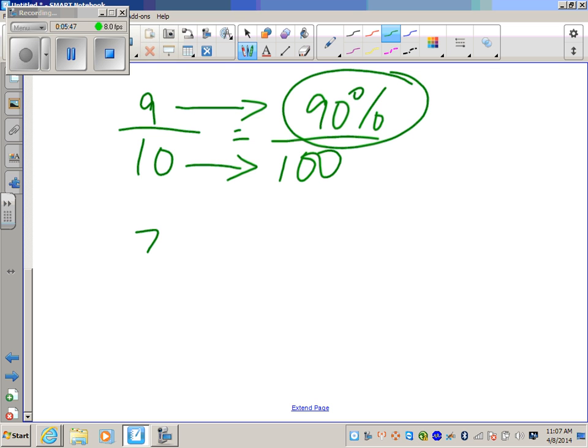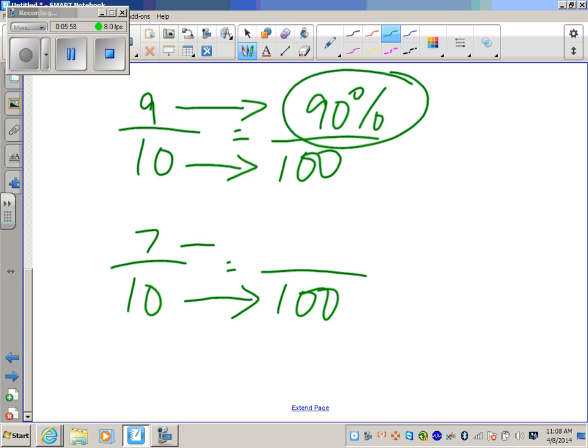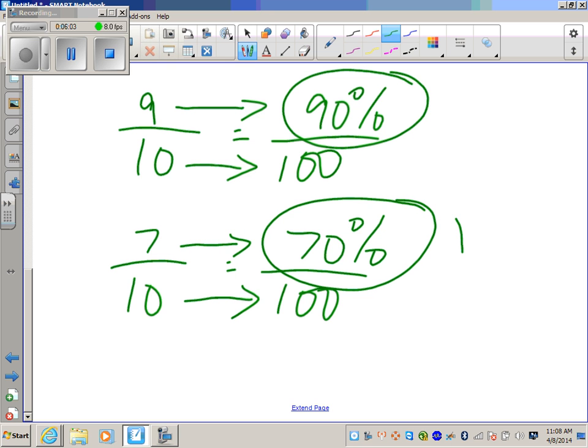So if we had a 7 out of 10, the relationship here is only times 10 because this is a 10. That's the only reason why. It's going to change all the time. 70% is a D.